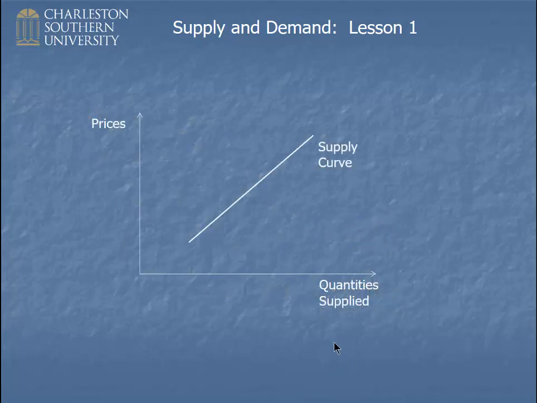We can do the same thing for the supply curve. Here's two prices. Now when the price goes down, quantity supplied falls. But this schedule of all the possible prices and corresponding quantity supplied doesn't move at all.